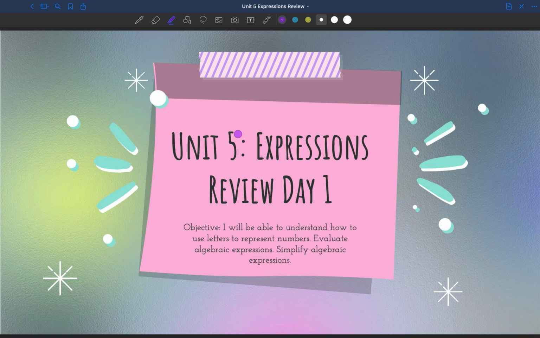For today's lesson, we are doing a Unit 5 expressions review for day 1. Looking at our objective, it says, I will be able to understand how to use letters to represent numbers, evaluate algebraic expressions, and simplify algebraic expressions.